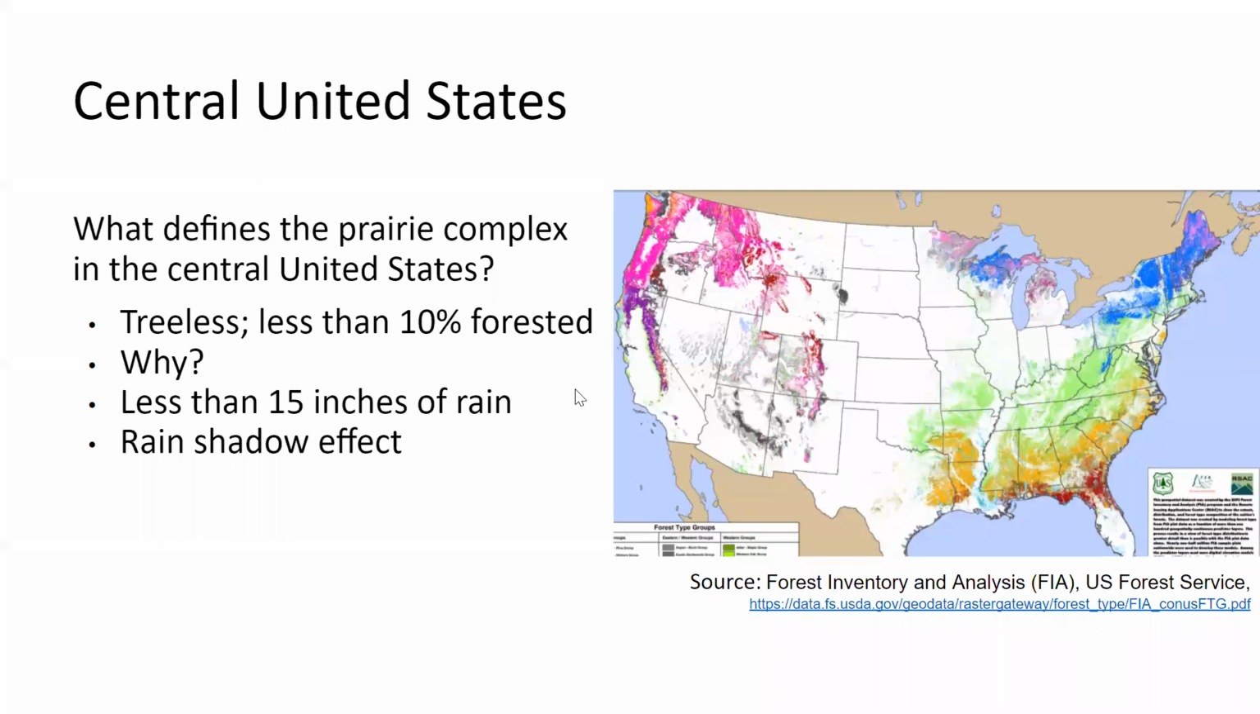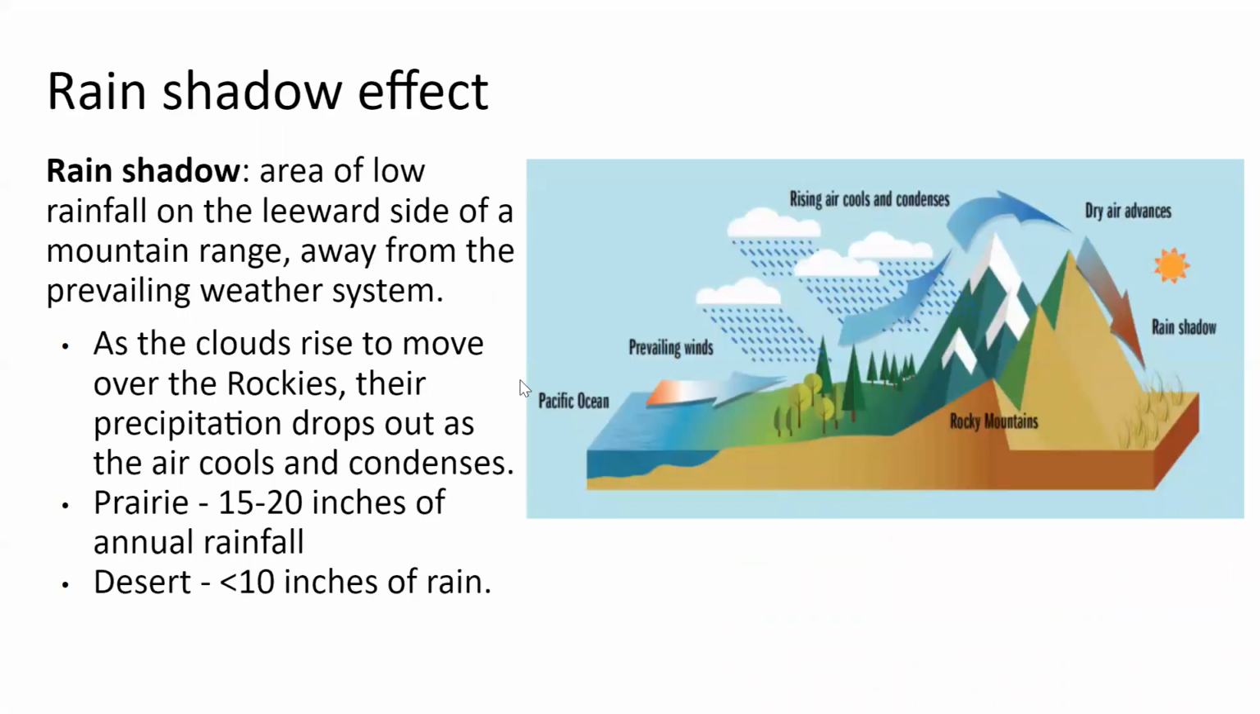So let's talk a little bit more about the rain shadow effect and what that is. When we're talking about rain shadows, on this diagram, it's here on the far right. This is an area of low rainfall, and it's on the leeward side, the dry side of a mountain range, away from the prevailing weather system. In this little schematic, you have the weather system on the left side of the diagram. You have the water body here, which is bringing in weather systems from the Pacific Ocean in this case. And you have prevailing winds bringing moist air in from the oceans.